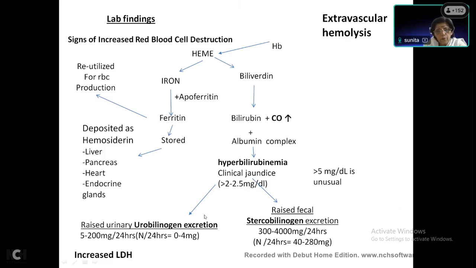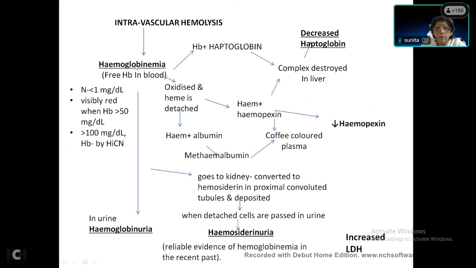The increased bilirubin leads to increased urobilinogen in the urine or stercobilinogen in the feces, which again can be measured, but again not routinely done. Yes, urobilinogen you can measure. And increased LDH. LDH is present in the red cell. So once there is lysis, the LDH level will be increased, but this is not very specific because it is seen in other conditions also. In intravascular hemolysis, there is a slightly different presentation.